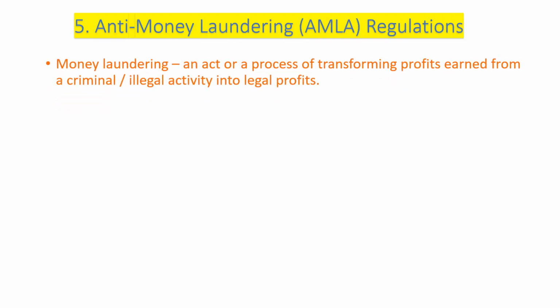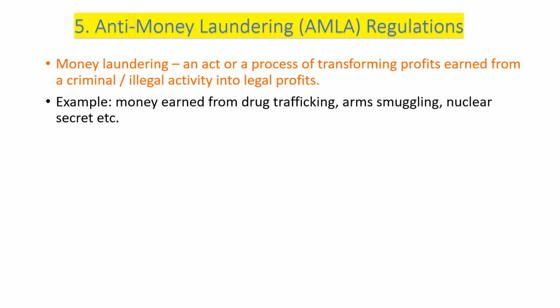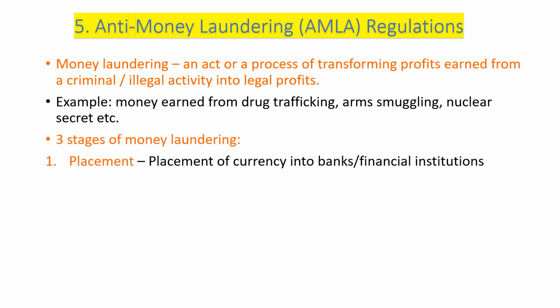Anti-money laundering, AMLA, regulations. Money laundering is defined as an act or a process of transforming profits earned from a criminal or illegal activity into legal profits. Examples of money laundering are money earned from drug trafficking, arms smuggling, nuclear secrets and so on. There are three stages of money laundering.